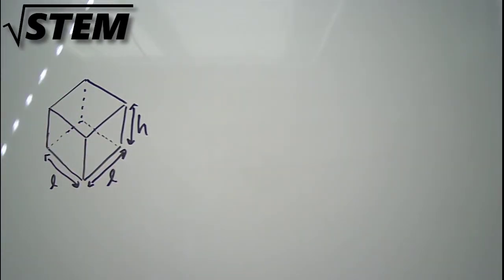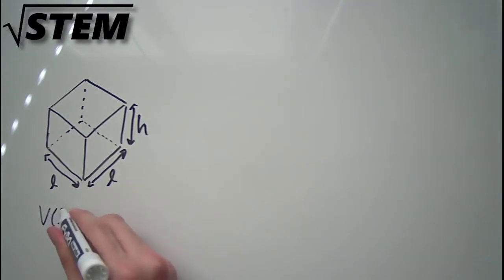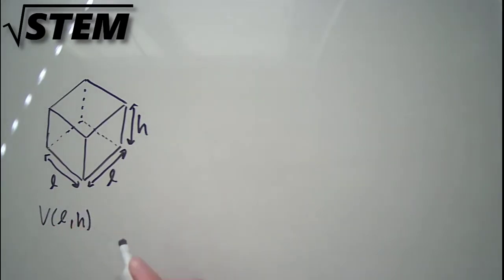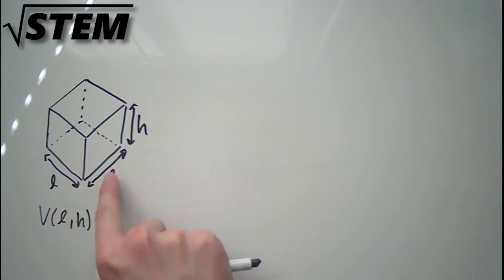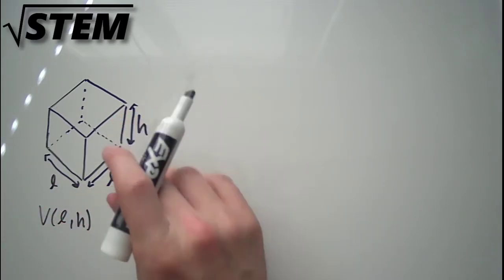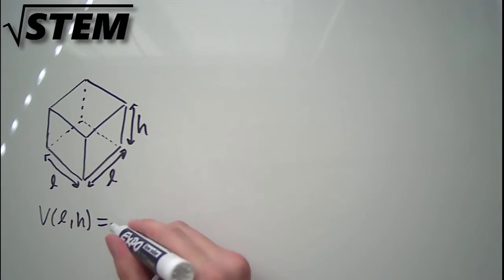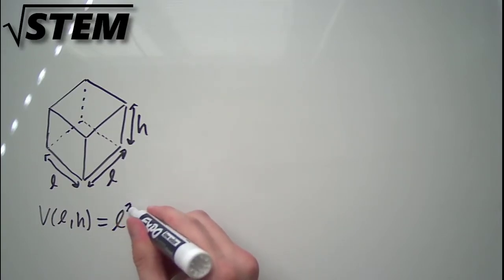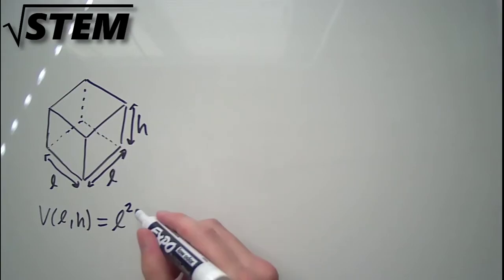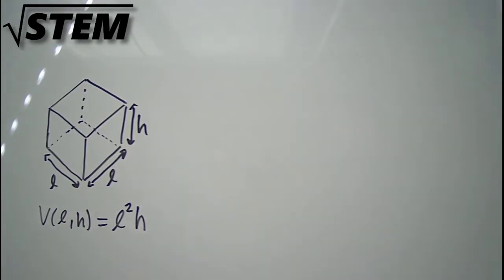So to do that, we'll need a formula for both our volume and our surface area. So let's write those first. Now the volume for a rectangular prism like this, as a function of our two variables, all we do is multiply our three dimensions, length times width times height. So this would be L times L to get L squared times H.